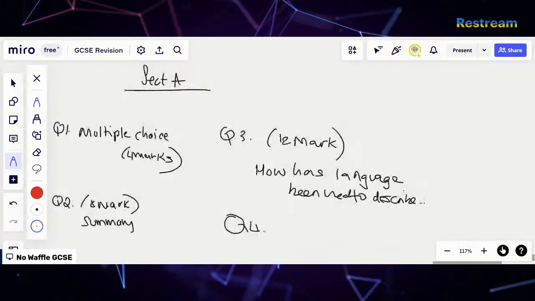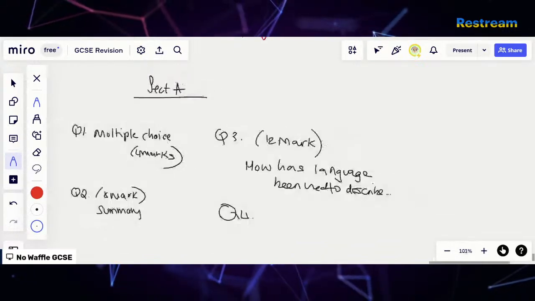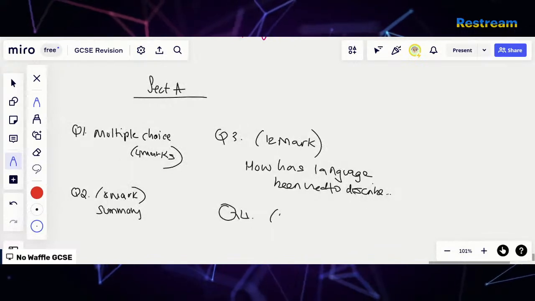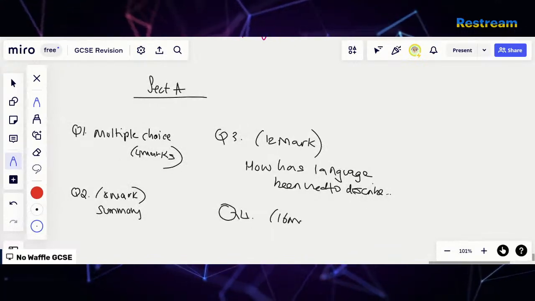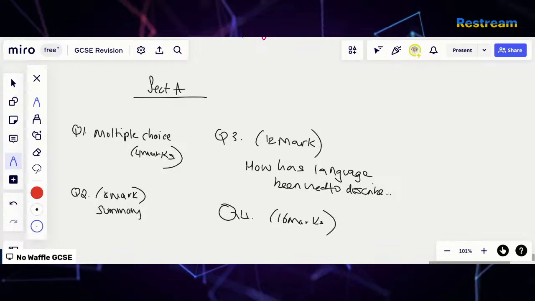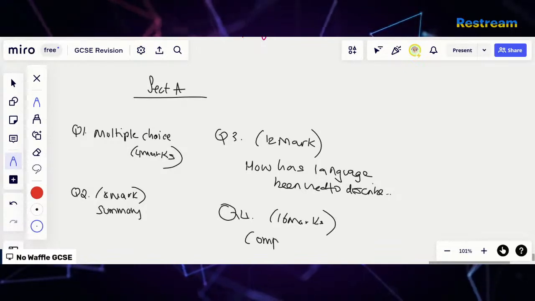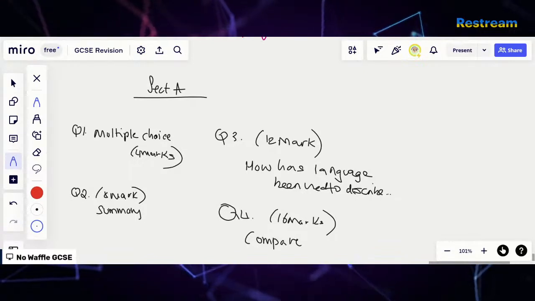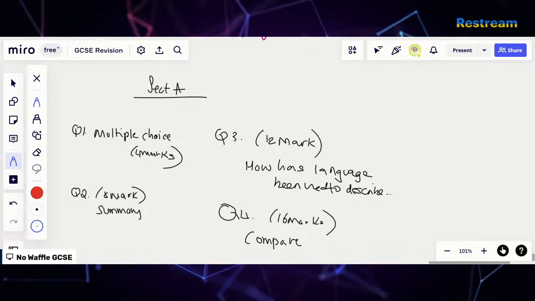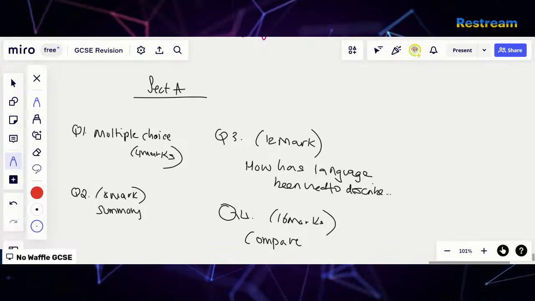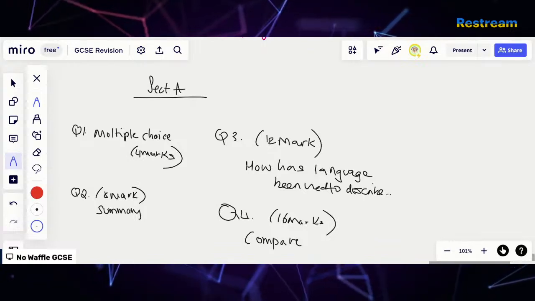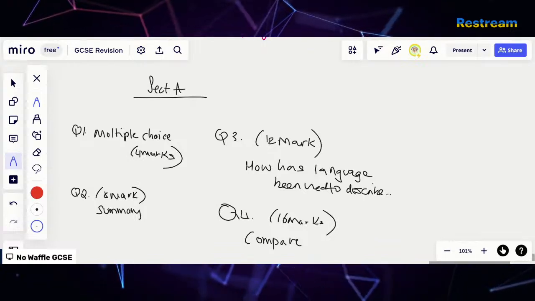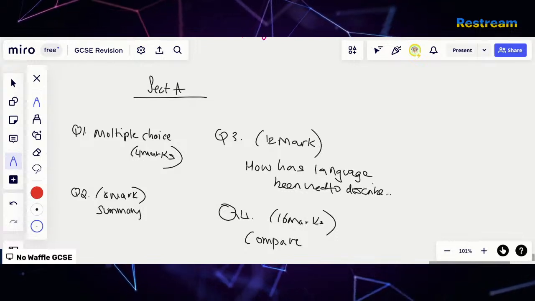Now, the question 4 of the section A is 16 marks. And this 16 marks will be compare. So similarly to the summary question, however, for the compare question, you won't be asked to list out differences and similarities. You'll be asked to use things like quotes and talk about your influence on them as a reader. Now, I'll talk about that more in detail.